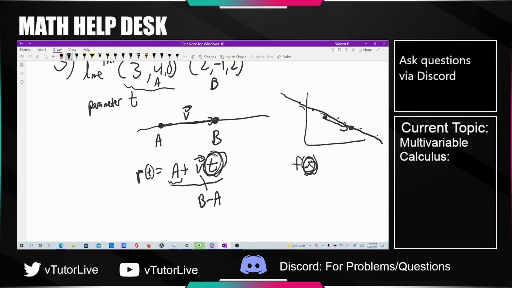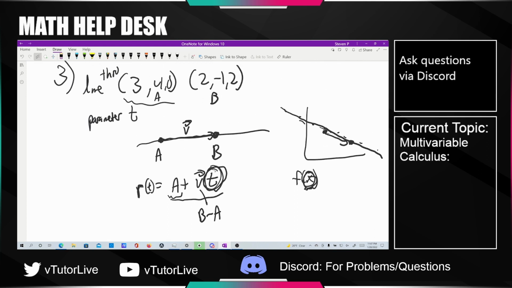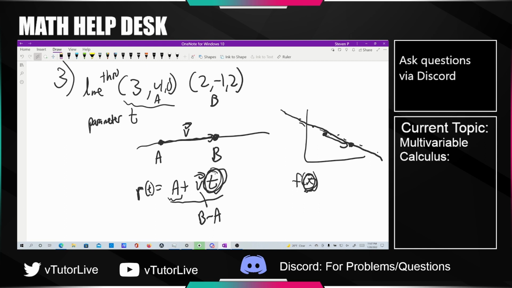Could you explain how you constructed the equation again? I didn't really understand that part. Yeah, sure thing. So this is vector A, and this is vector B, right? I'm thinking about creating a vector between them, and this vector coincides with the line that we're being asked to find, right?